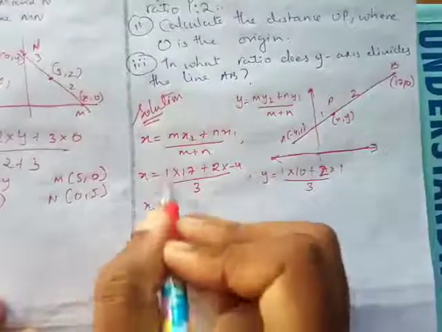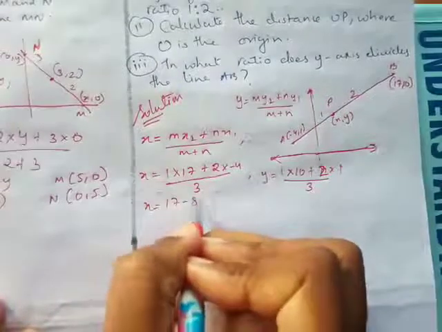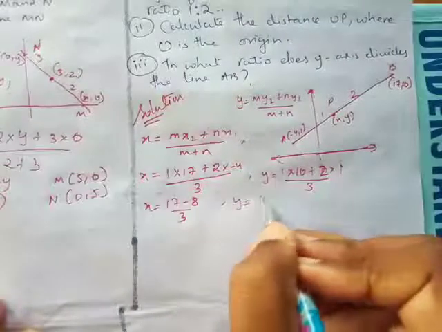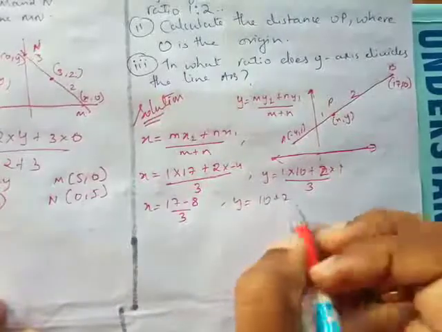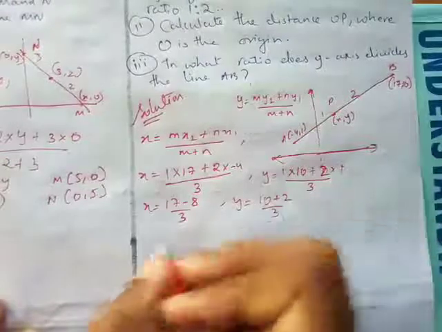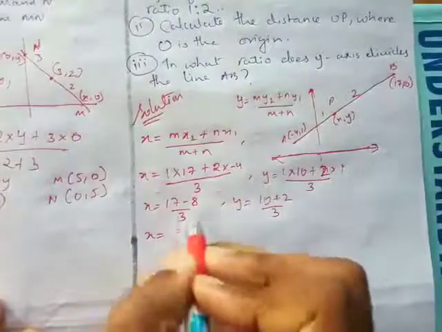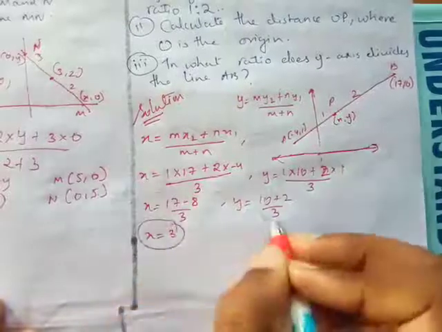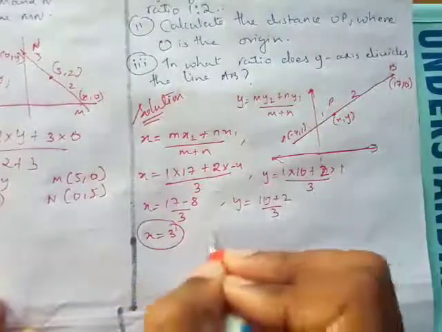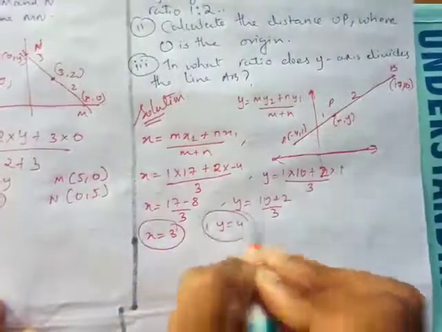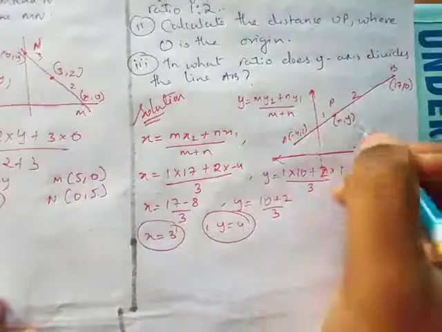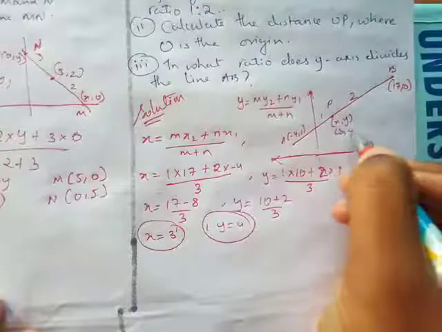So x is going to be 17 minus 8 upon 3. y is going to be 10 plus 2 upon 3. So x is going to be, you can think about it, 9 upon 3 is going to be 3, and this is going to be 12 upon 3, which is 4, y is going to be 4. So I got my answer x and y, that is 3 comma 4, isn't it?